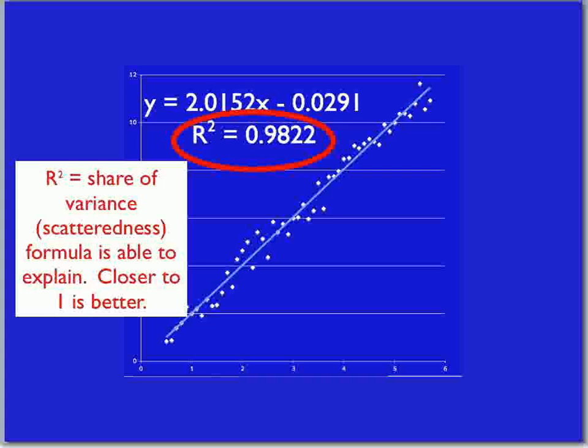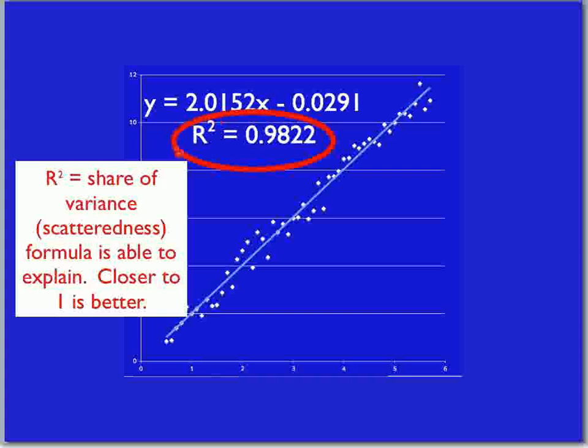Now, when you ask the computer to do this sort of operation, it gives you a fair amount of information. It doesn't just tell you the formula for the line, it also tells you how good a job that line does of predicting the dependent variables. In the case of this regression, you can see that the line is pretty close to all of these data points, and that's reflected in a high r-squared value.